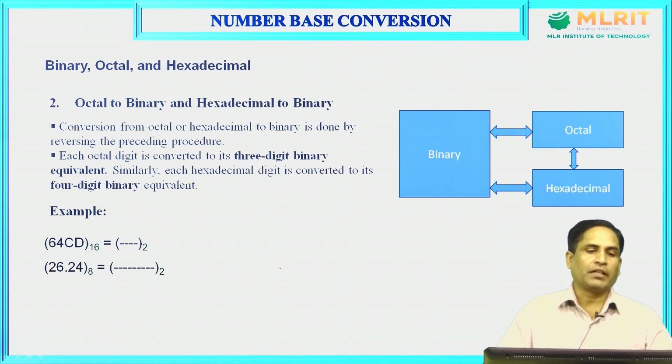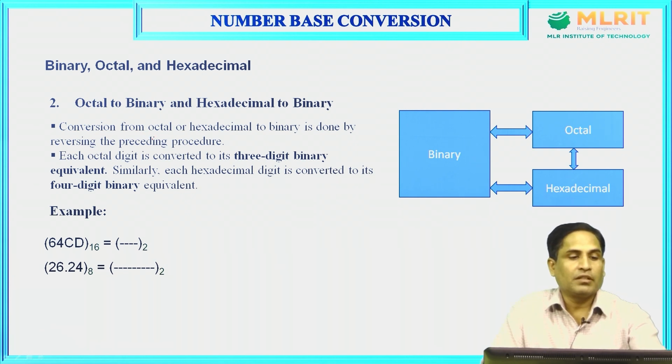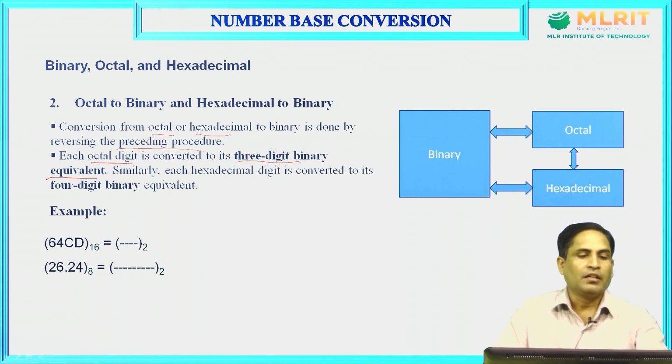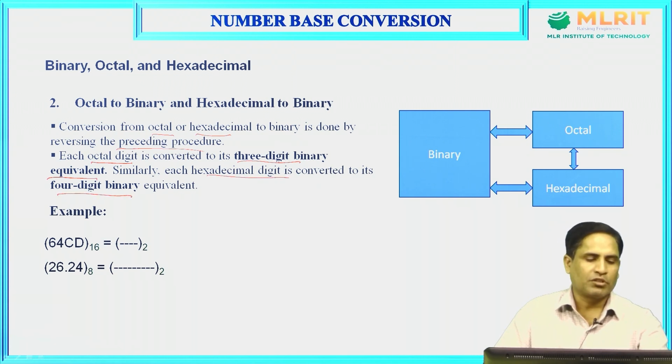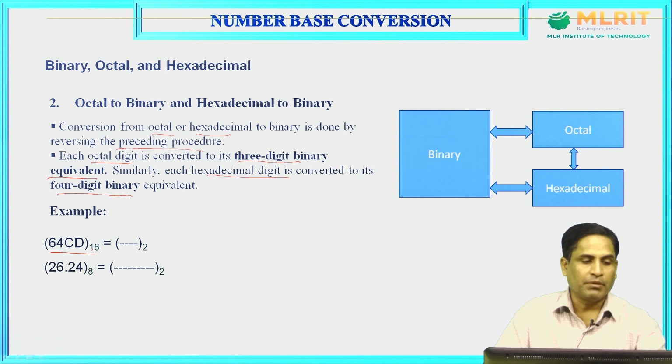Then octal to binary and hexadecimal to binary, that's the reverse. Conversion from octal or hexadecimal to binary is done by reversing the procedure we have done earlier. So each octal digit has a 3-digit binary equivalent, since 2 power 3 is equal to 8. Similarly, each hexadecimal digit is converted to a 4-digit binary number. So simply we can write down the equivalent number. This is a hexadecimal number, 16, which I am going to convert into the binary number system.